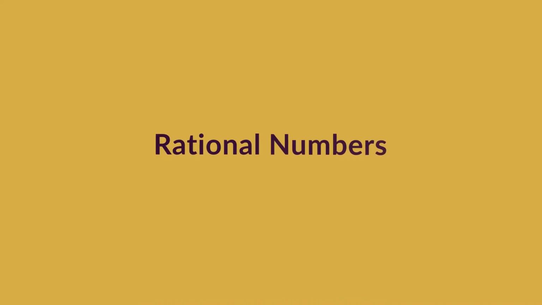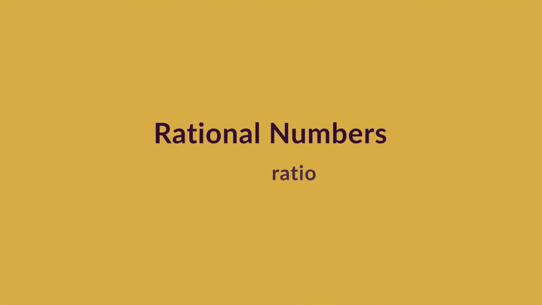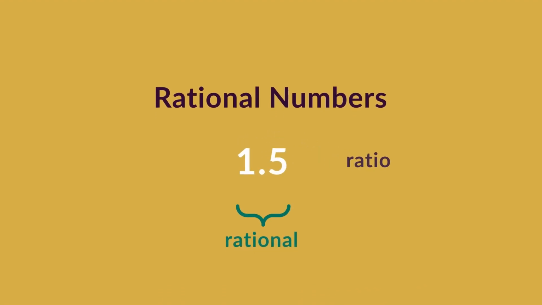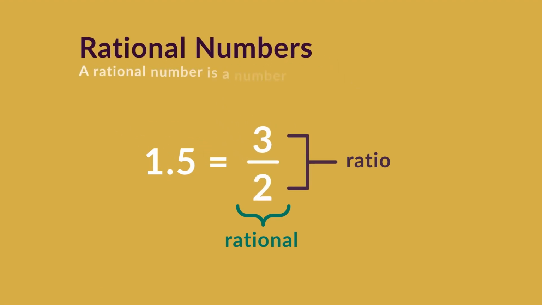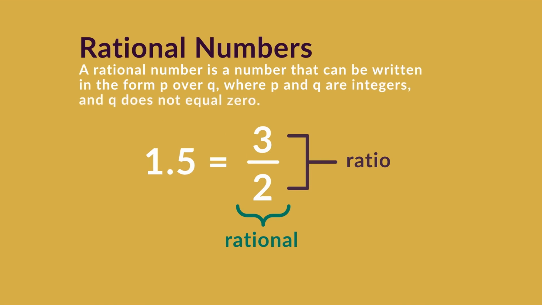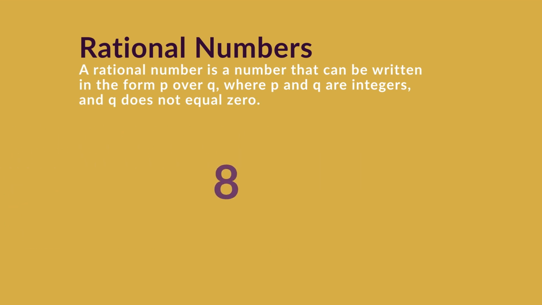A rational number is a real number that can be written as a fraction, i.e., as a ratio. For example, 1.5 is a rational number because 1.5 as a fraction is 3 over 2. The formal definition is, a rational number is a number that can be written in the form p over q, where p and q are integers and q does not equal 0. So a number like 8 is a rational number because it can be shown as 8 over 1.